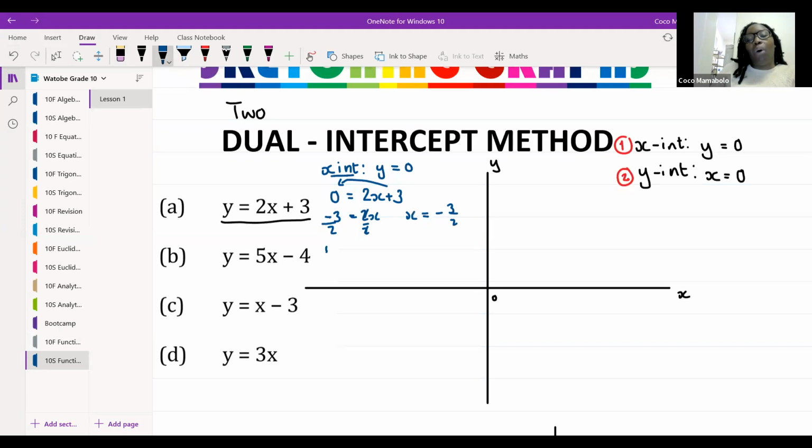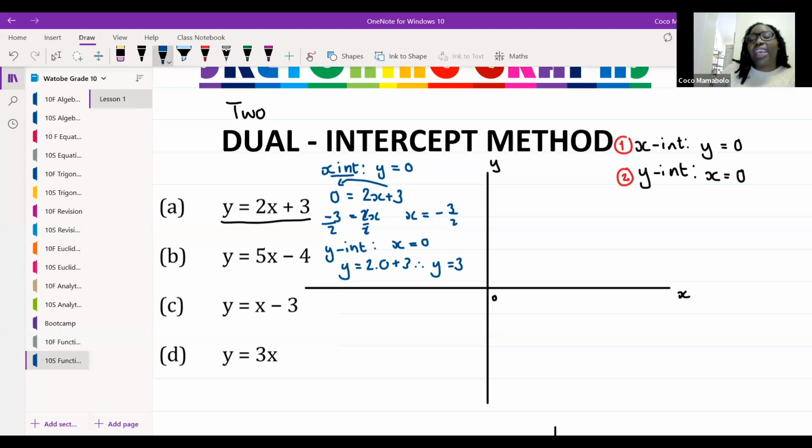Now, to find our y-intercept, we're going to make x equal to 0. So I'm going to end up with y is equal to what? Y is equal to 2 times 0 plus 3. Therefore, y is equal to how much? That's it, Bukosi. Excellent. Y is equal to 3.